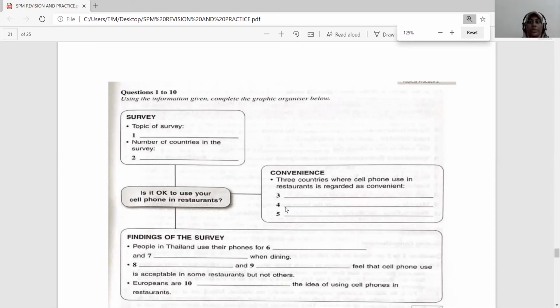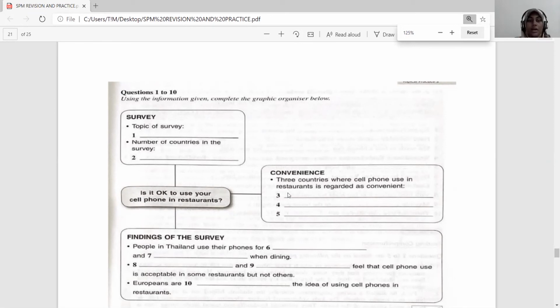Alright, you must check your spelling. Maybe you were rushing, alright? I understand, but please check the spelling, okay? China did not say that it was convenient or not convenient. It was just an okay country.